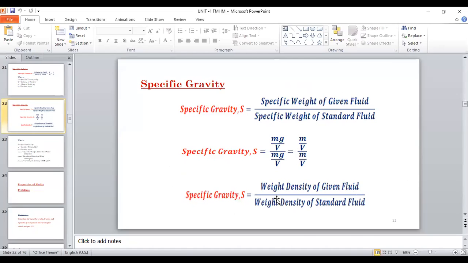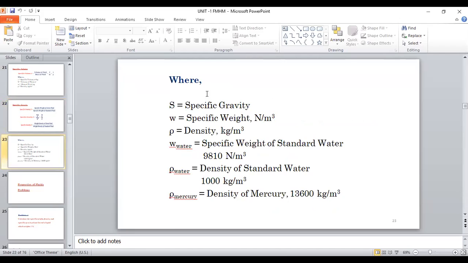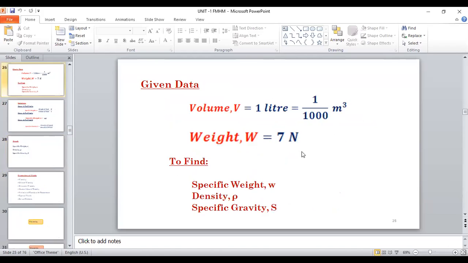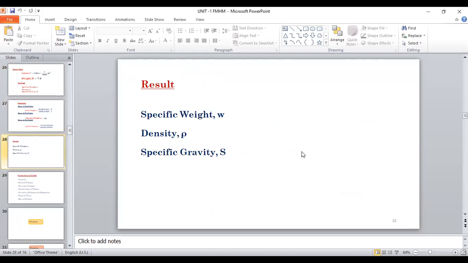Specific gravity S equals the density of the given fluid, nothing but which fluid is given in the problem, that we have to take, to the density of the standard fluid. That is, if it is a liquid fluid which is given in the problem, we'll take water as the standard fluid. If a gaseous fluid is given to us, we'll take air as the standard fluid. Next, these are all the units, and we have to remember density of water is 1000 kg per meter cube. Density of mercury is 13,600 kg per meter cube. Right, and we have solved this problem also in the last class.